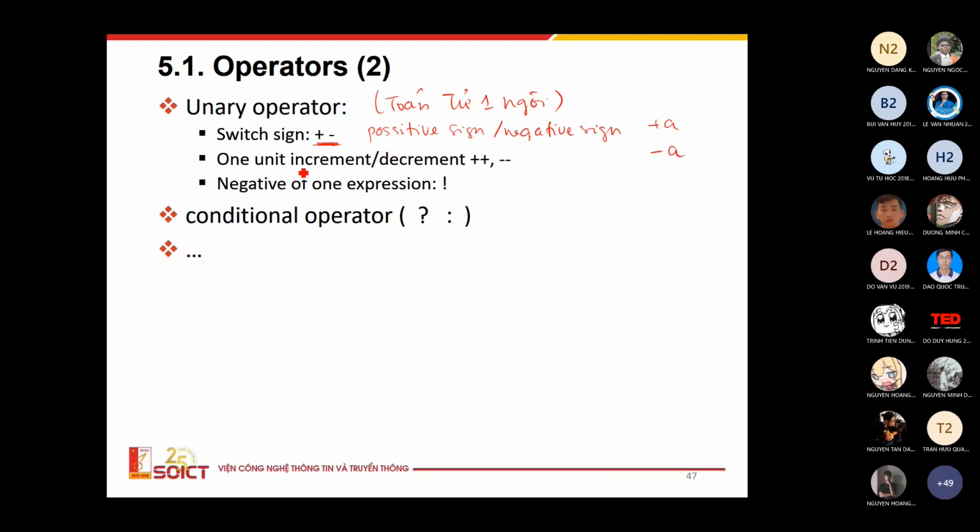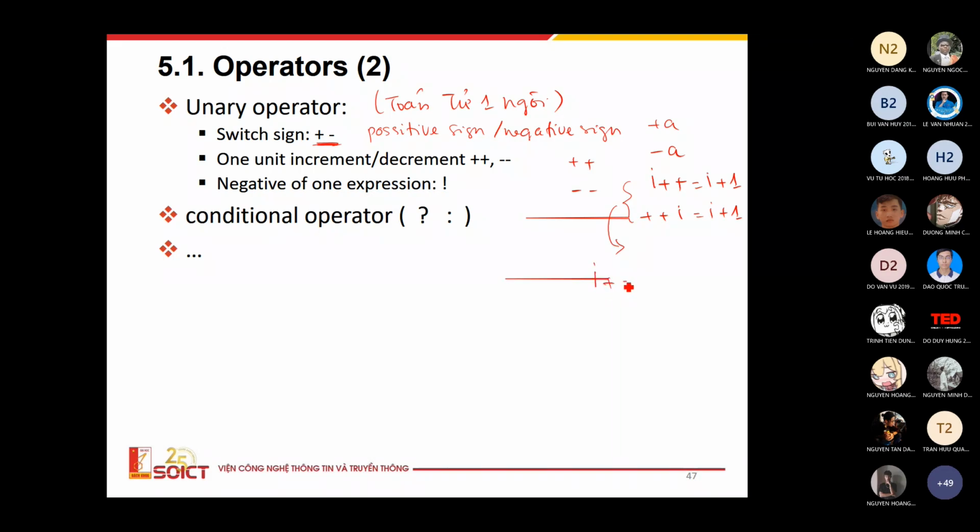For example, you have the operator 1 unit increment or decrement, plus plus or minus minus. For example, E plus plus, that means E increases 1. Plus plus E, the same, E plus 1. But what is the difference between these? Who knows the difference between the post increment and the preceding increment?